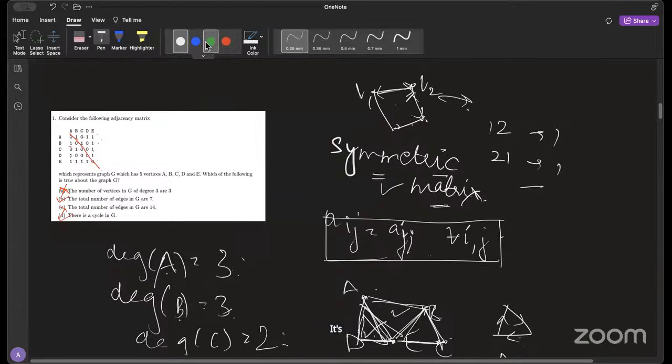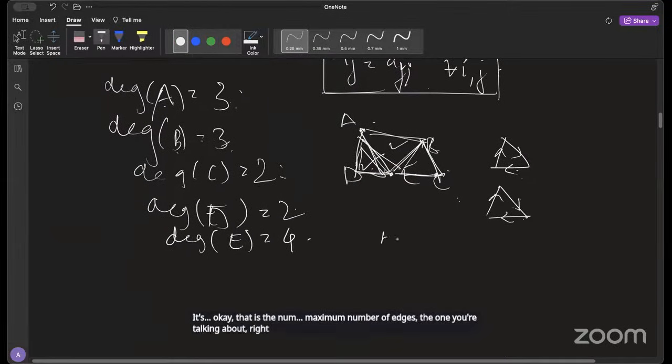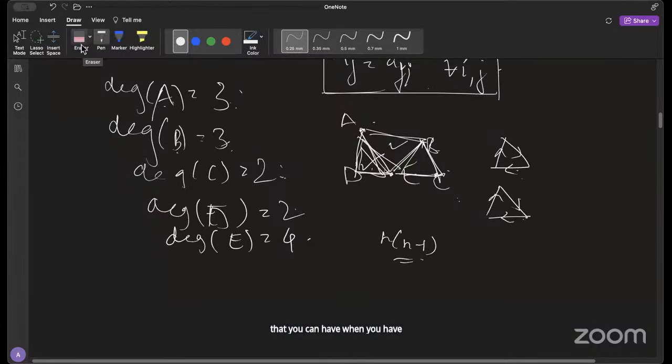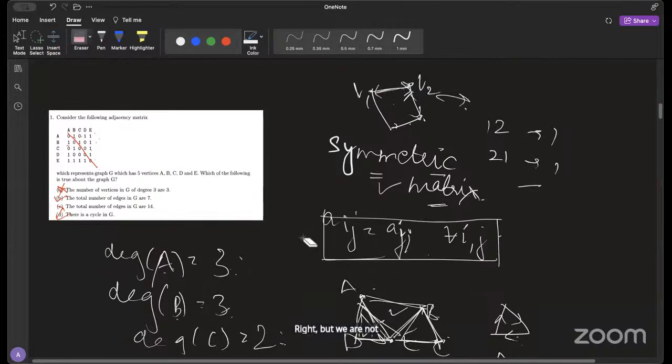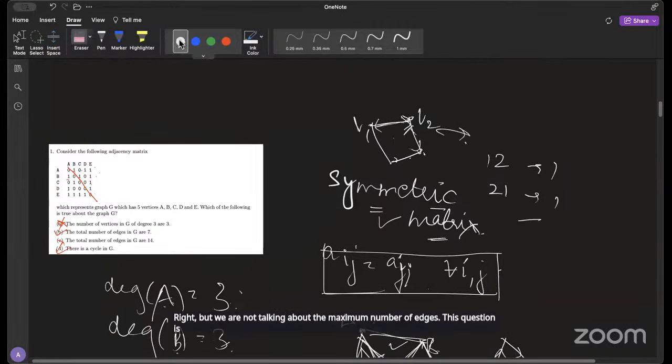It's okay. That is the maximum number of edges, the one you're talking about, right? The n minus 1 thing you're talking about. That's the maximum number of edges that you can have when you have n number of vertices. So with n number of vertices, this is the maximum number of edges you can have in an undirected graph, right? But we are not talking about the maximum number of edges. This question is about the number of edges in this graph.